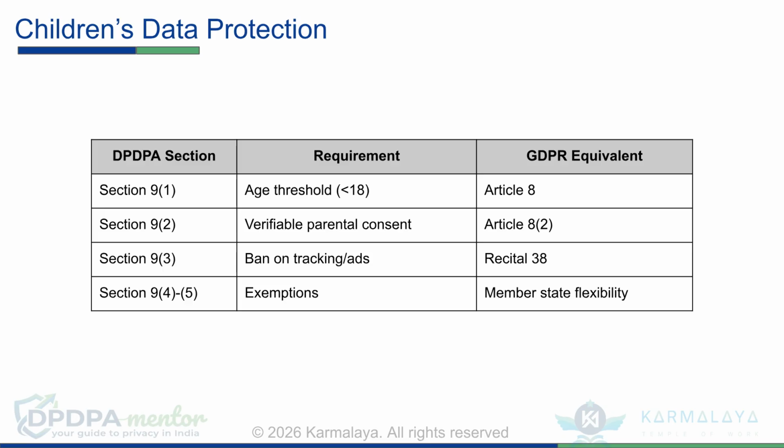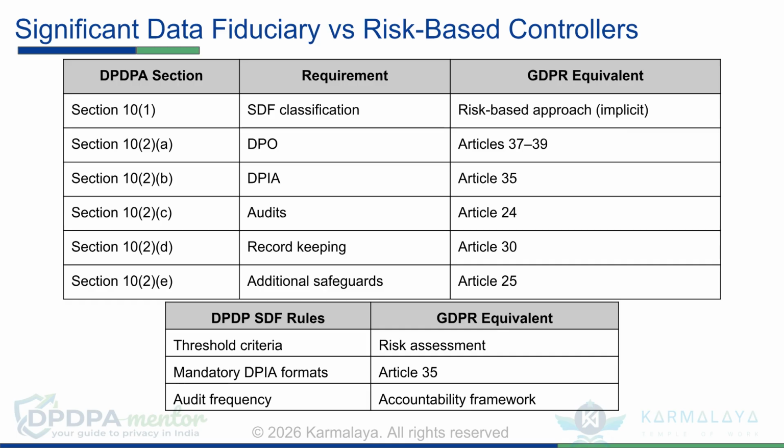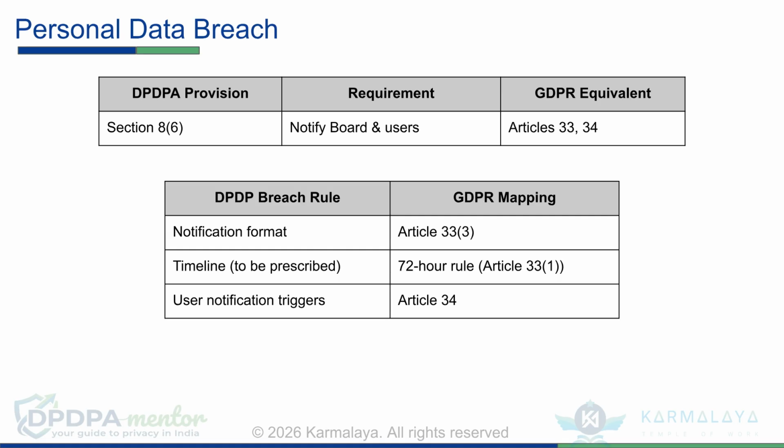The DPDPA also prohibits certain child-directed practices, which maps only loosely to GDPR's child protection approach under Recital 38 and Article 8. Significant data fiduciaries have specific requirements under Section 10, including appointing a DPO and performing a DPIA, which reflect the risk-based approach utilized in GDPR. The DPDPA's significant data fiduciary model is a uniquely Indian risk classification, rather than a direct copy of GDPR's DPO/DPIA triggers. In the event of a personal data breach, Section 8.6 requires notification to the board and users, aligning with the notification obligations set out in GDPR Articles 33 and 34.